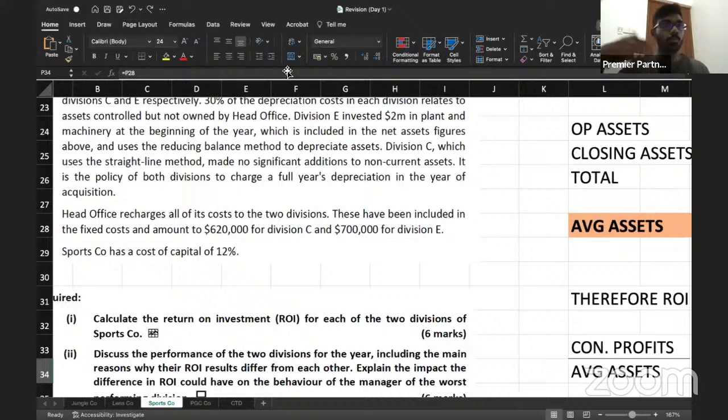Yes. So, now we'll talk about those as well. So here, you're looking at depreciation policies. Two different policies, no? Straight line method and reducing balance.